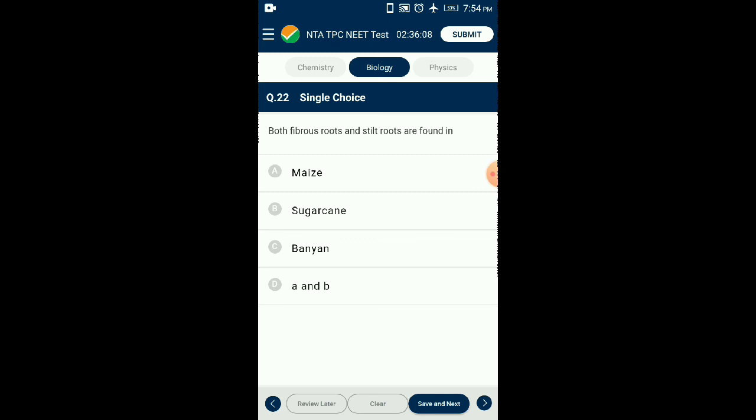Question number 22. Both fibrous roots and stilt roots are found in. The fibrous root system is more observed in monocots like maize, sugarcane, etc., where the primary root is short-lived and replaced by a number of fine fibrous roots developing from the base. Stilt roots develop obliquely from basal nodes of the stem as in sugarcane, maize, sorghum, pandanus, etc. So the answer for this question is option D, A and B. Both fibrous roots and stilt roots are found in maize and sugarcane.